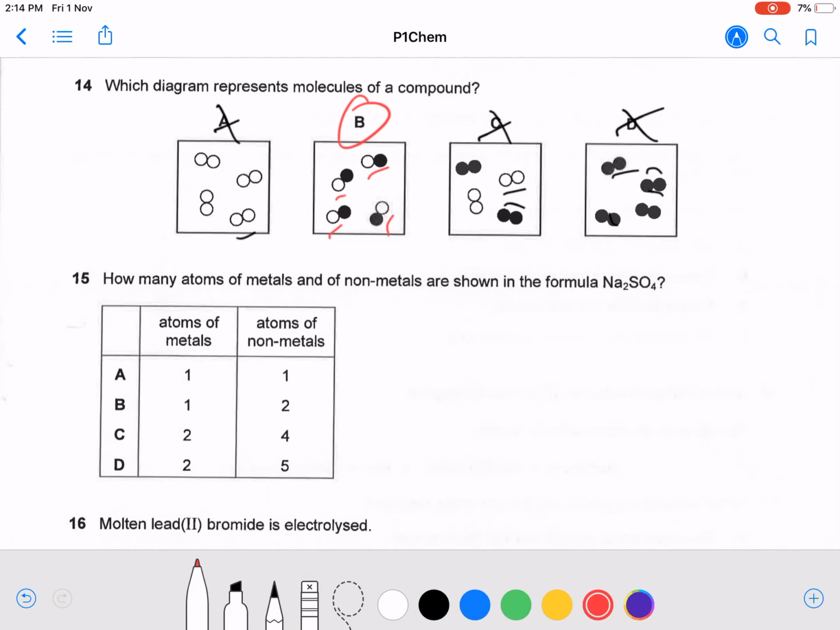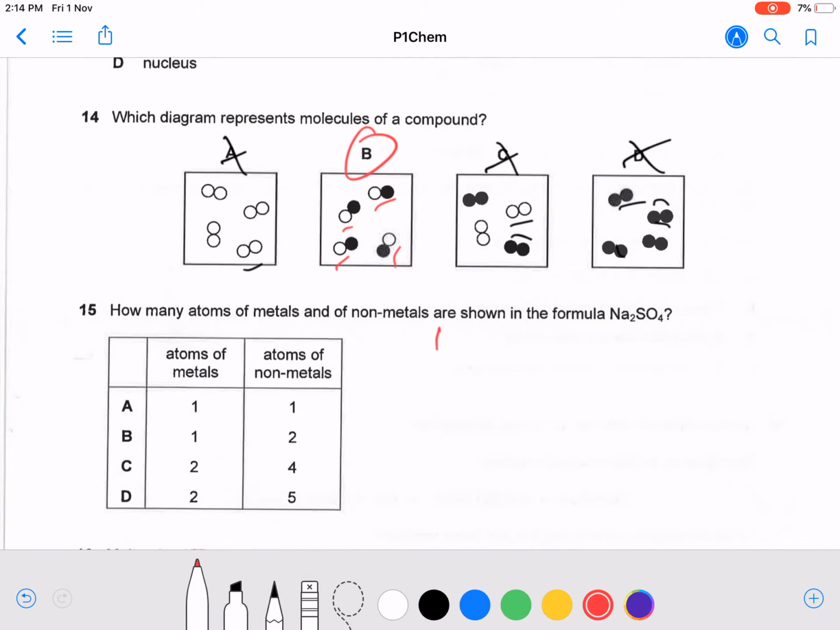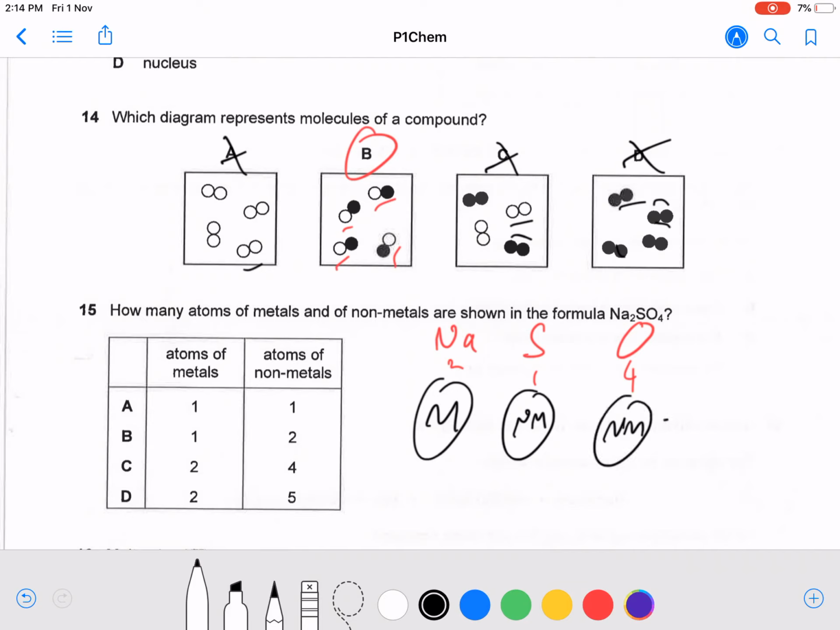15. How many atoms of metals and of non-metals are shown in the formula Na2SO4? Sodium is 2. What type of element is sodium? It is a metal. Sulfur, there is 1. What type of element is sulfur? It's a non-metal. Oxygen, there are 4. What type of element is oxygen? It's a non-metal. So there are 5 non-metals here and 2 metals here. 2, 5, D.